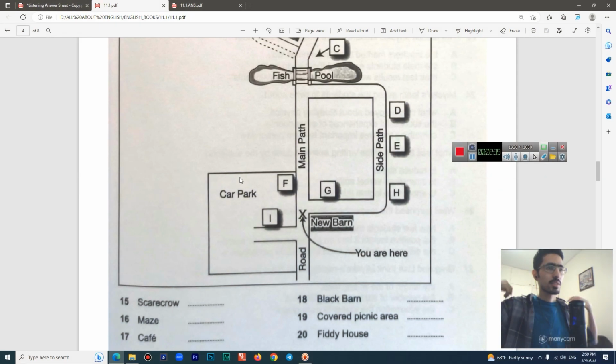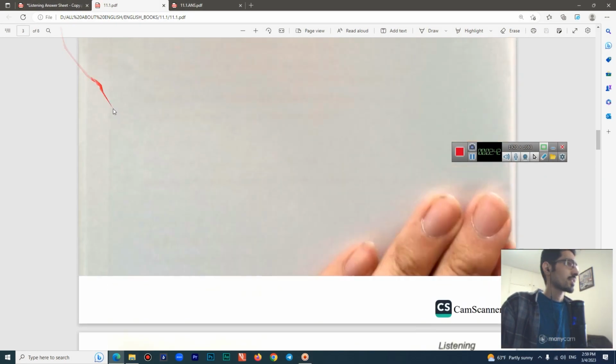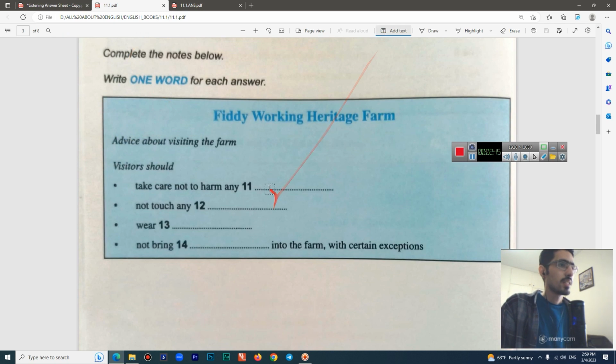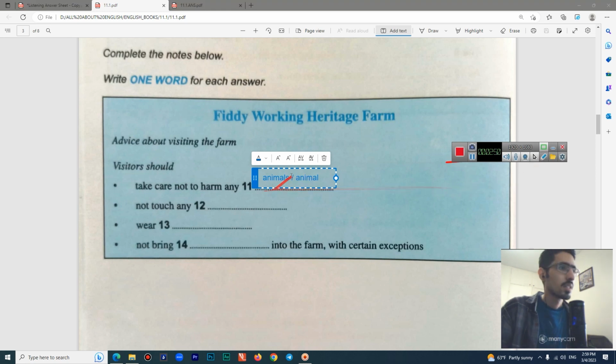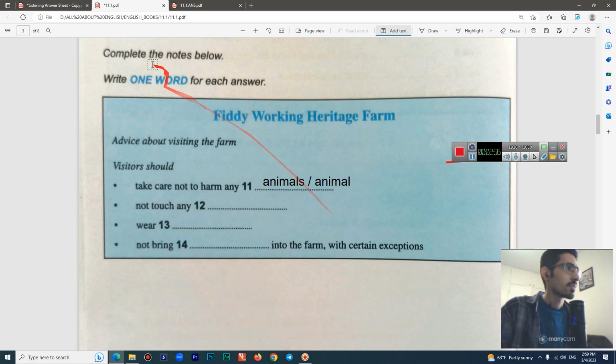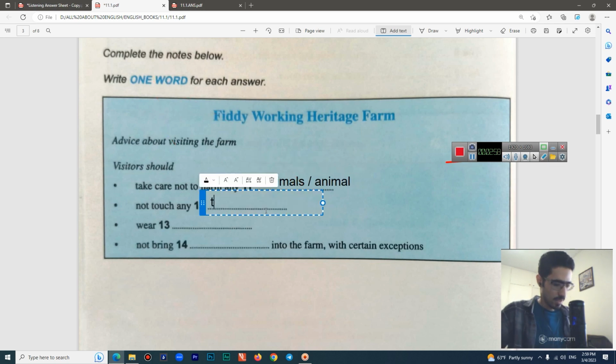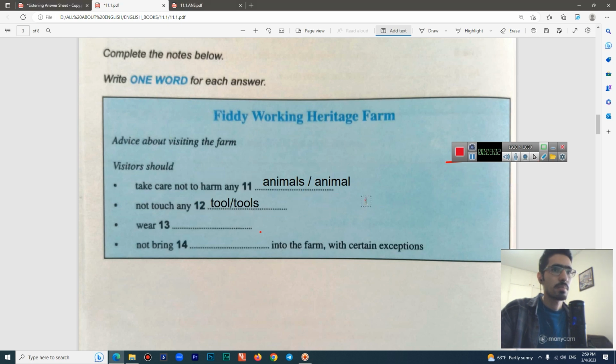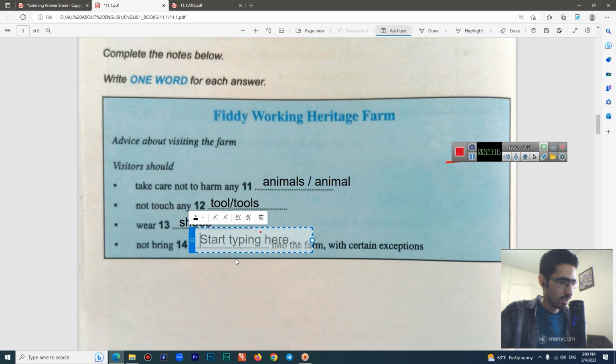All right, good. So I'm going to write the answers first so we can analyze them. The first one here is animal or animals. Okay, I wrote animal. We could write both of them. Then the next one is tool. I don't know why this is showing up all the time. The next one is shoes. The next one is dog or dogs.